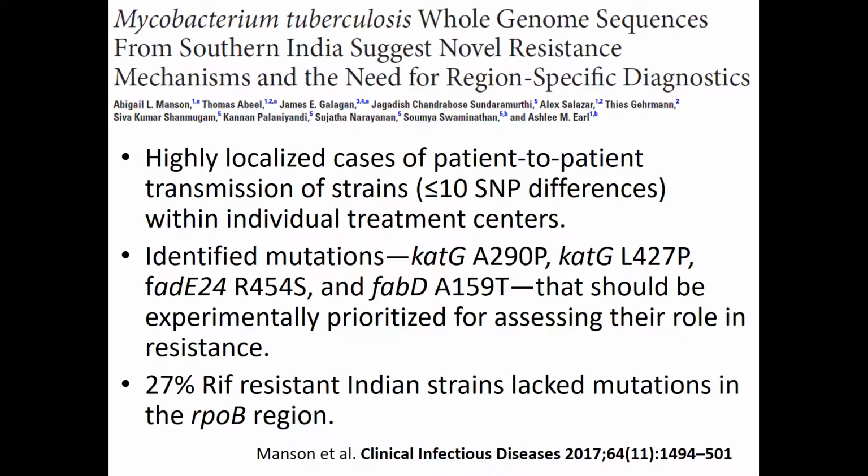And they found novel mutations for isoniazid. And they found that 27% of the rifampicin resistant isolates lacked mutations in the RPOB gene. These mutations are usually not seen in the commercial assays like GeneXpert and the line-probe assay. It will not be picked up by doing a GeneXpert or line-probe assay.